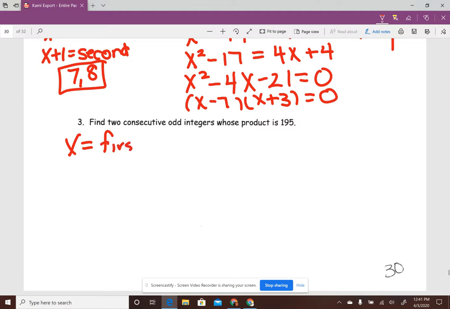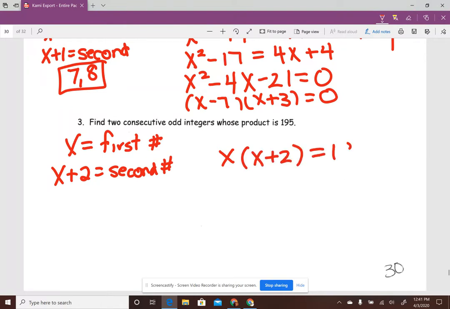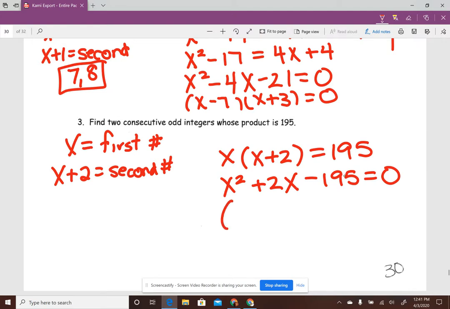x equals the first number, x plus 2 equals the second. Product, it means multiply. All right, so we have x squared plus 2x minus 195 equals 0. This is a quadratic, so we're setting it equal to 0. This factors, so I'm going to use x plus 15 and x minus 13.